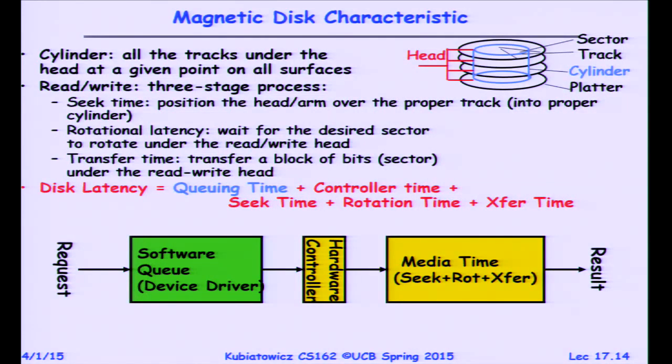All right. So we can actually put together a little formula here. Queuing time for disk latency: queuing time plus controller time plus seek time plus rotational time plus transfer time. Those bottom 3 are the physical ones, right? You move the head in, that's seek time. You wait till it rotates for where you want, and then you transfer.